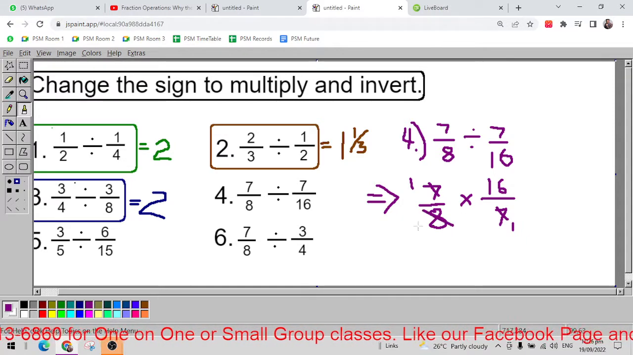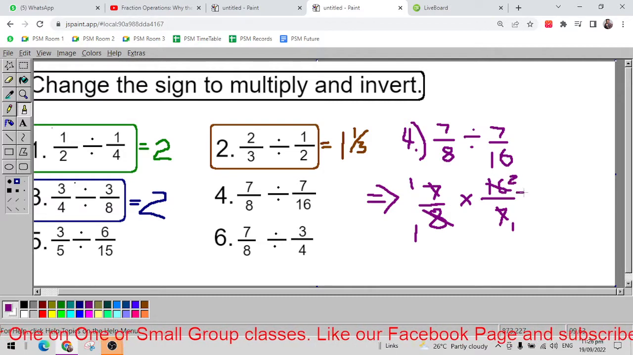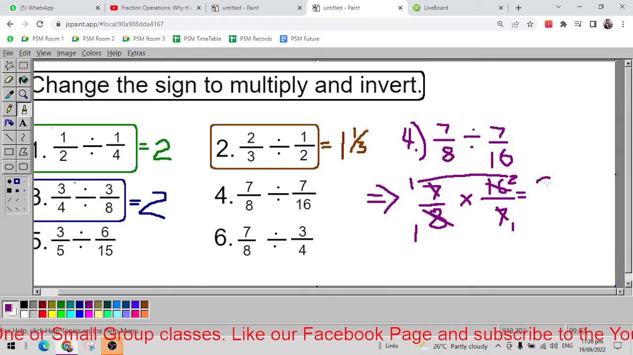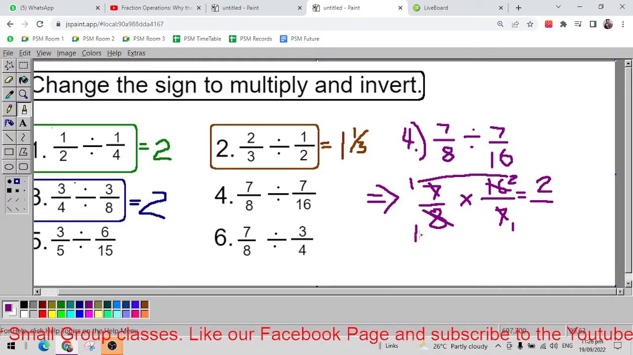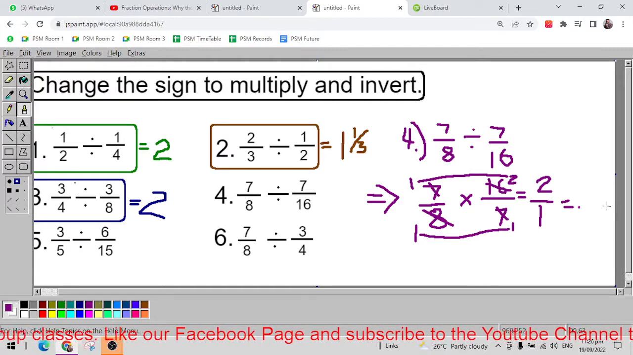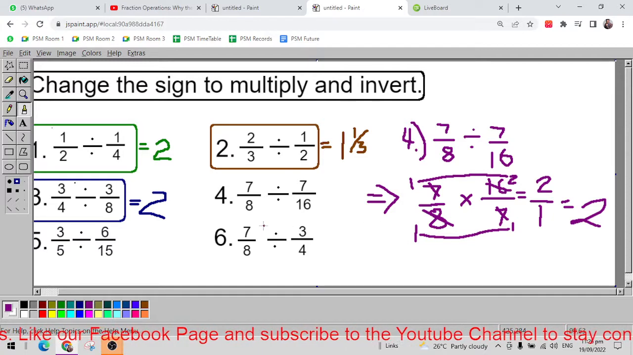So I say 8 into 8 is 1, and 8 into 16 is 2. Then 2 multiplied by 2 is 2, wait, 1 multiplied by 2 is 2, and 1 multiplied by 1 is 1. And 2 over 1 is the same thing as just 2. So the answer to number 4 is also 2.